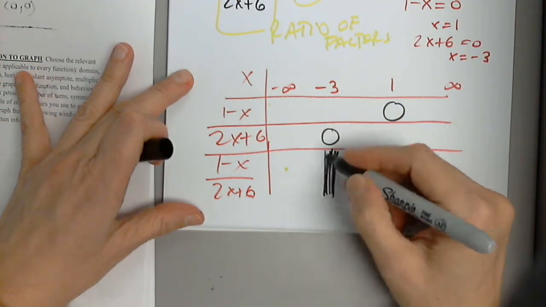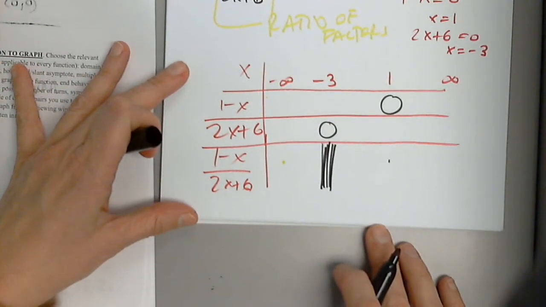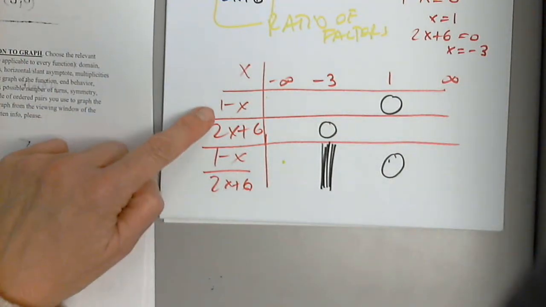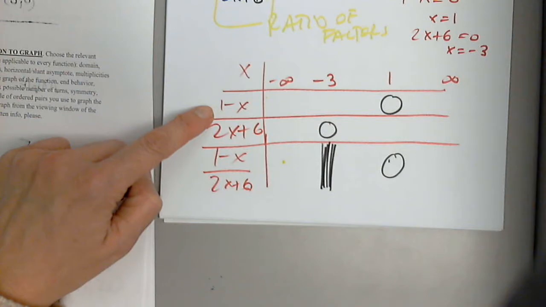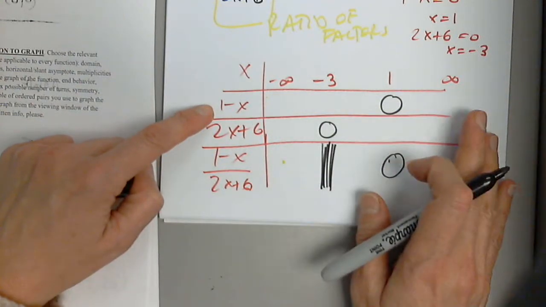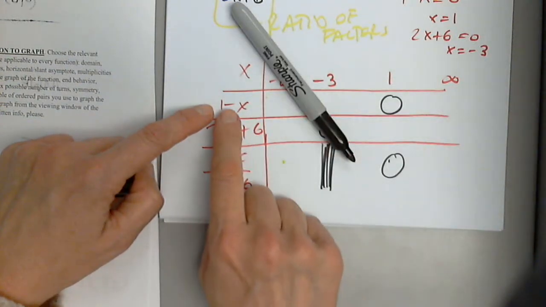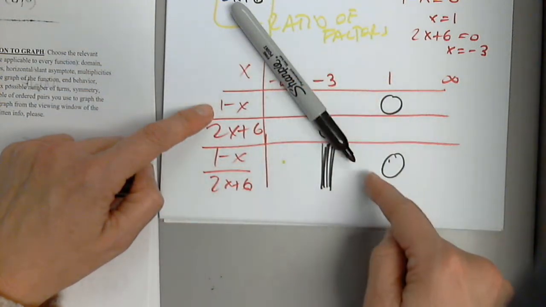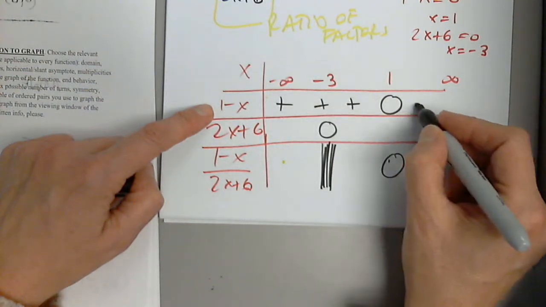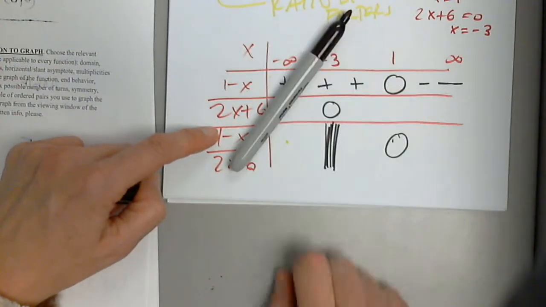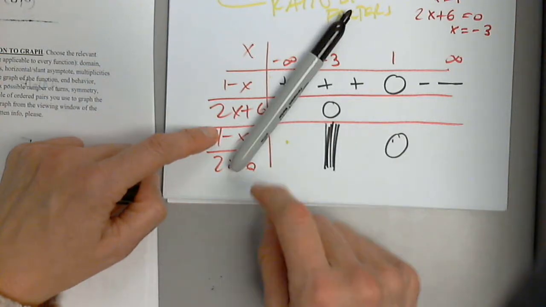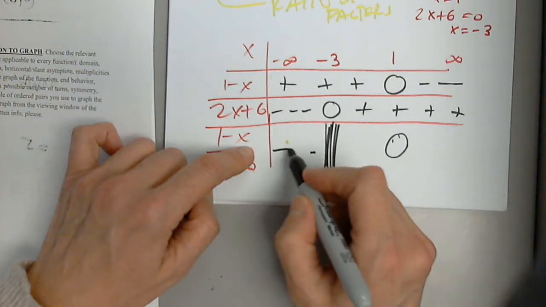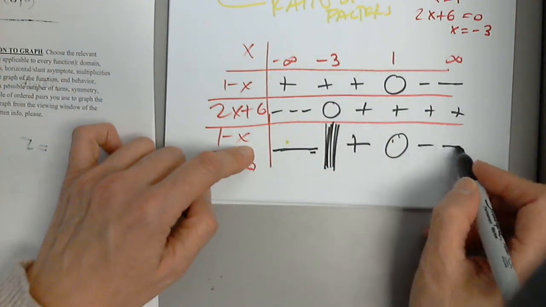Very good. What about at 1? Excellent. 0. Very good. Now the signs of 1 minus x. You either pick a number, or you remember that this looks like this because it's a negative slope. From positive, it crosses the x-axis and to negative. This one, positive linear, positive slope, so it's from negative to positive. The first subinterval negative, the second one positive, and the last one negative.